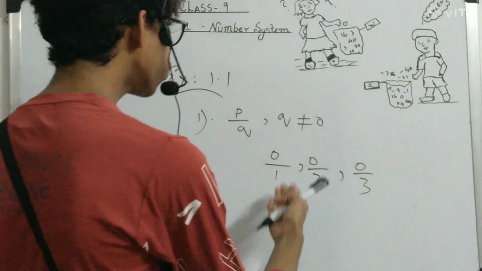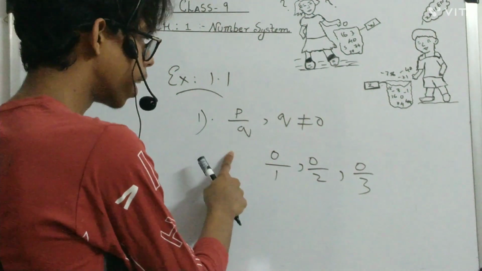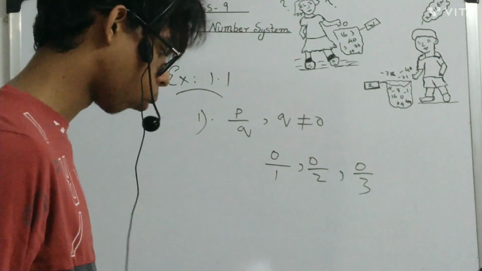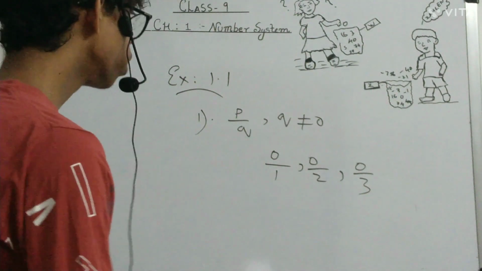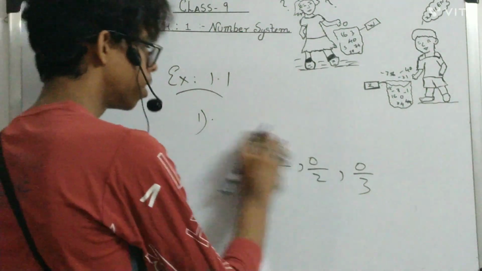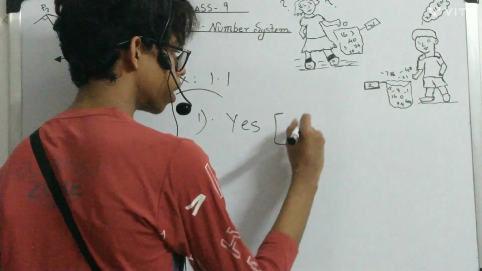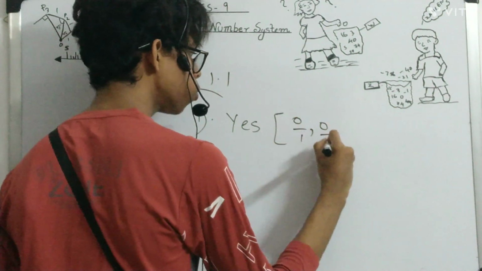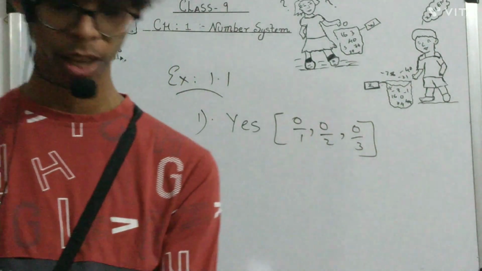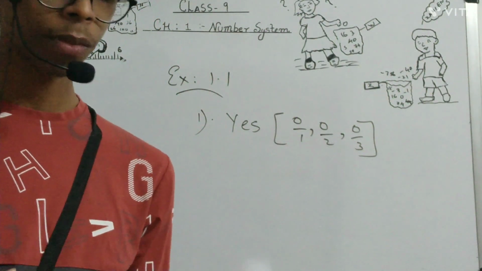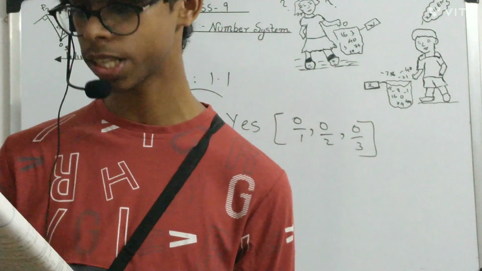So definitely 0 can be written in the form of a fraction. That is, it can be written in the form of p by q, where q not equal to 0. So yes, is 0 a rational number? The answer to the first question is yes, 0 is a rational number. Why? Because 0 can be written in the form of p by q. Okay, so I hope the first question is clear. Now let us move on to our second question.